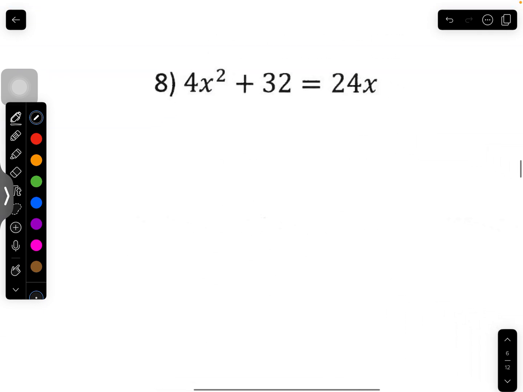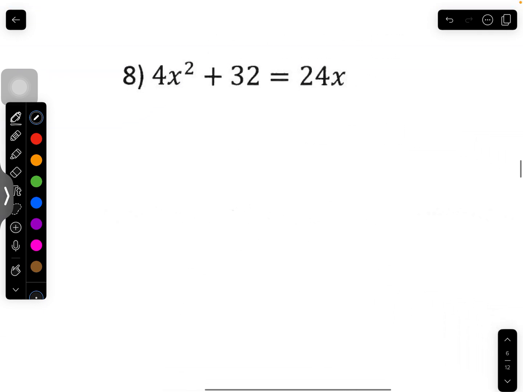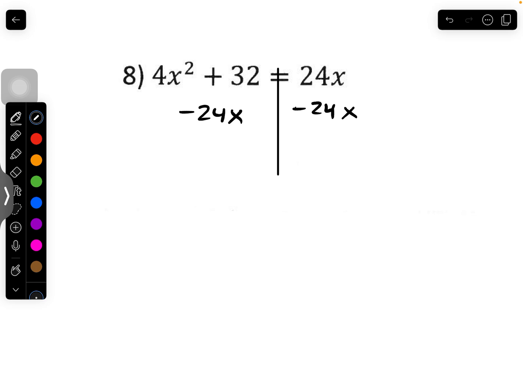When those terms happen to have a variable in it, that's okay. Just again, move it from one side to another. It's positive 24x. I'll subtract it on both sides. And then we list these terms in standard form order, decreasing order by exponents. 4x squared minus 24x plus 32 equals 0.